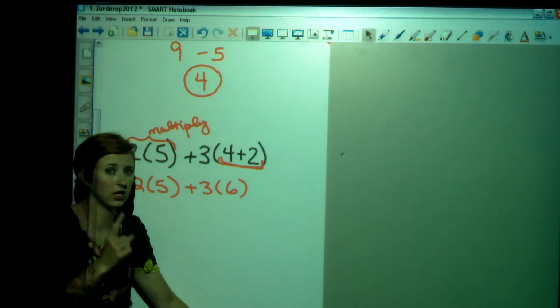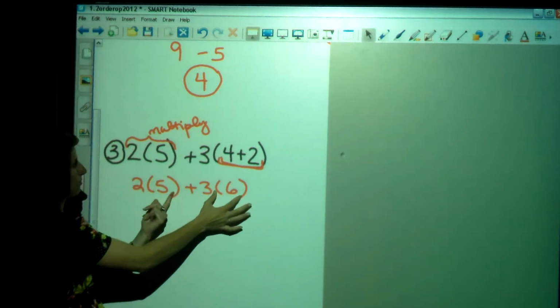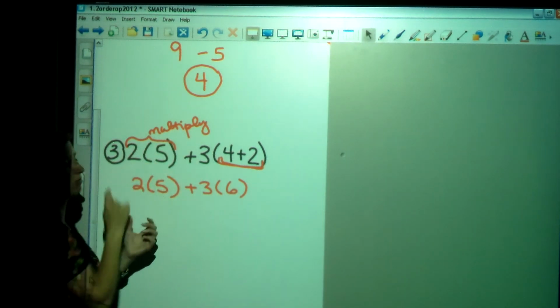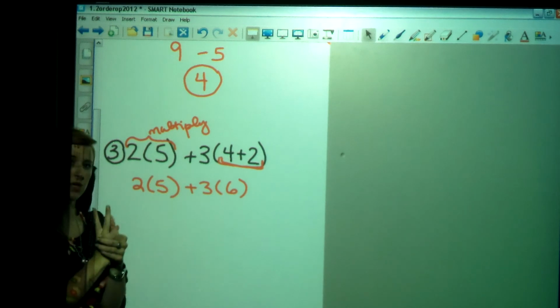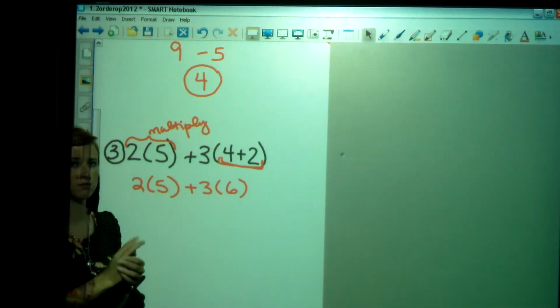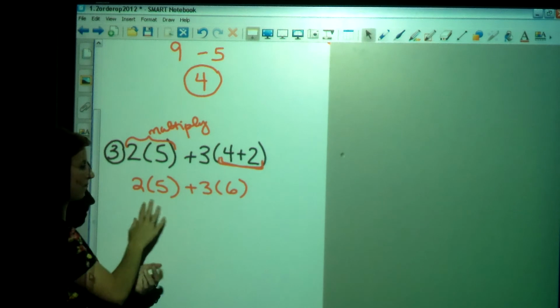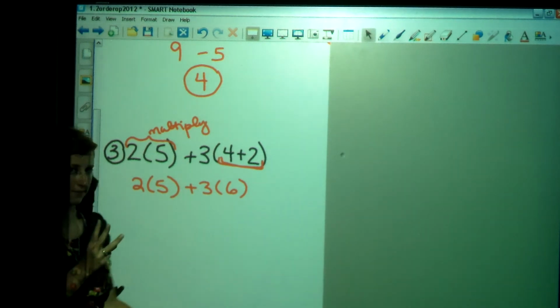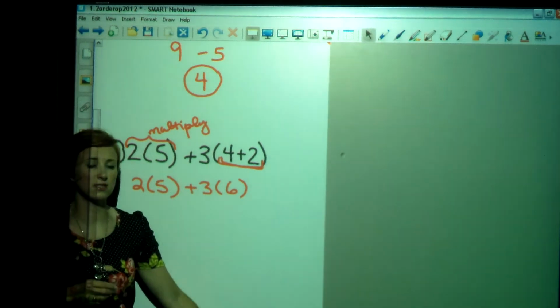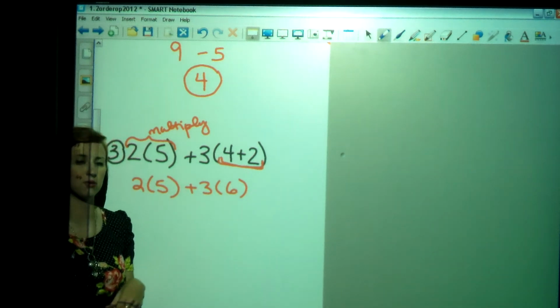Now, we check step 1. I still have grouping symbols, but they mean to multiply now. And I move on to step 2. Do I have any exponents? No. So we go ahead and skip step 2, and we go on to step 3. Step 3 tells us to multiply or divide in order from left to right.